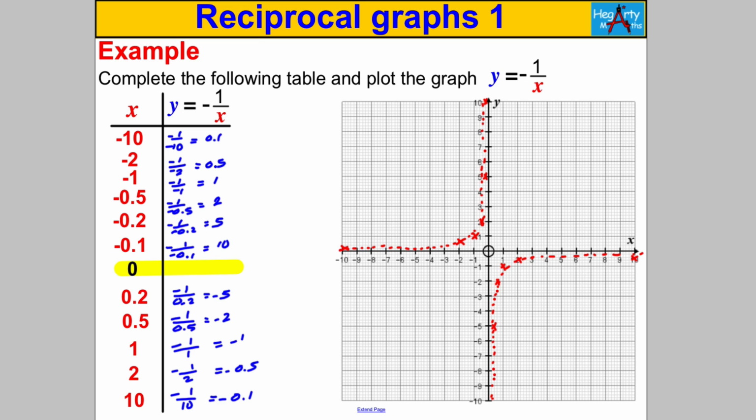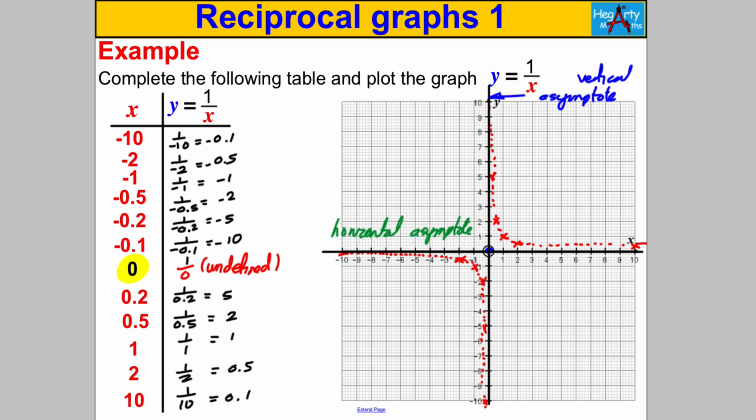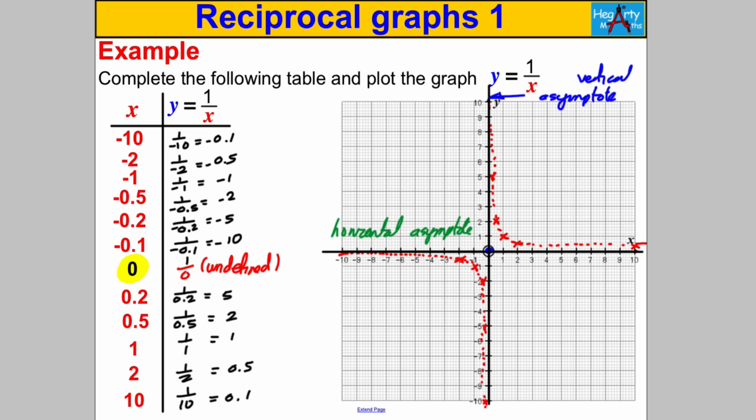And again, we're going to have some asymptotes. That there is our vertical asymptote. Our graph is tending towards that line, although it never reaches there. So that there is our vertical asymptote, which is actually the line x is equal to 0. And we also have a horizontal asymptote, which is actually the line y is equal to 0. And if we compare the two graphs, one is just a reflection of the other in the y-axis. You can just see that they are reflections of each other in the y-axis, okay?